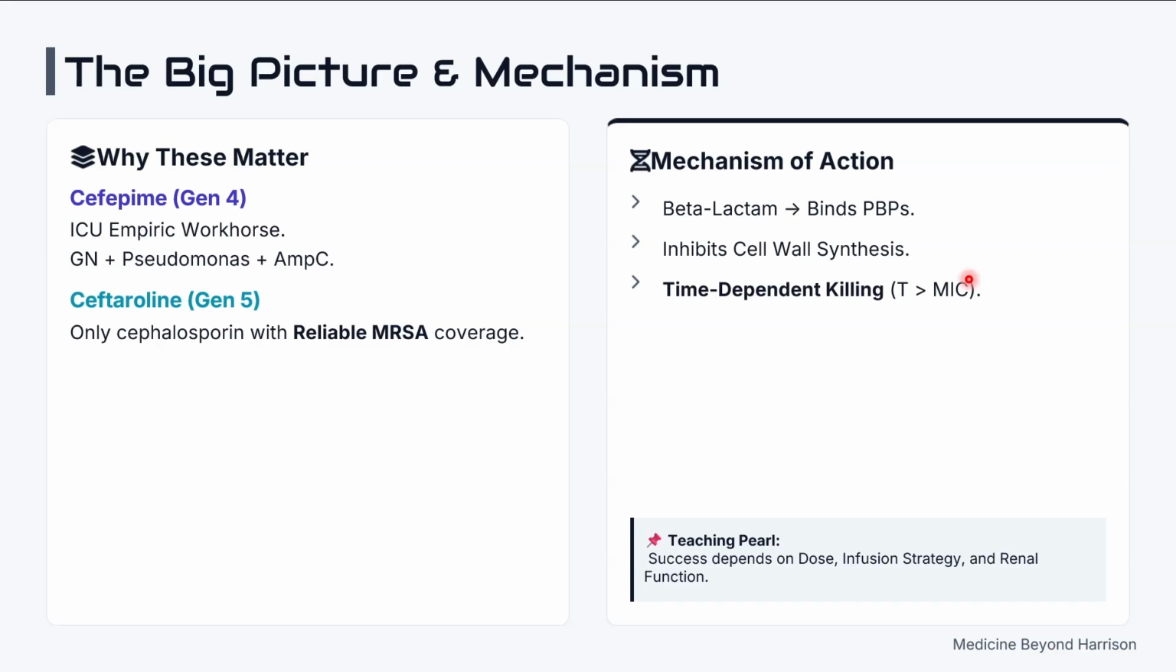As for the mechanism of action, again the beta-lactam drugs bind to penicillin binding proteins and inhibit cell wall synthesis. It is a time-dependent killing mechanism, similar to all other cephalosporins. If you want to know more about this, do watch the cephalosporin module 1. Now the teaching pearls: the success depends on the dose, infusion strategy, and the renal function. So how you give, in what dose, how long you give the infusion, and the renal function of the patient determine the final outcome of these antibiotics.